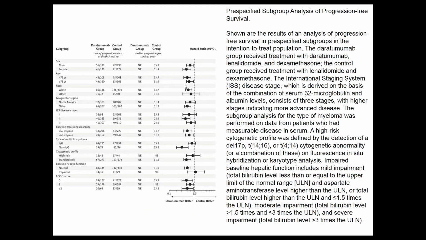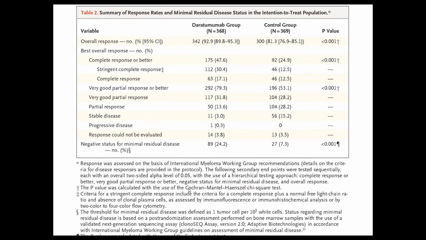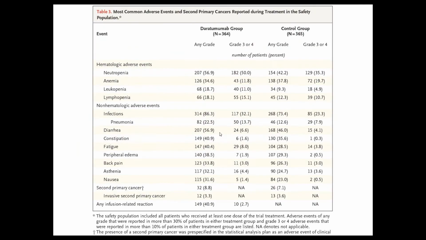And various subgroups are shown here, the type of myeloma, their renal function at the beginning of treatment, ethnicity, male, female, etc. But it looks like all the groups basically profited from getting the antibody against CD38. There are side effects, and we can look at them here. This is a summary of response rates, and they're favorable in these various subgroups, I think even impressively so.